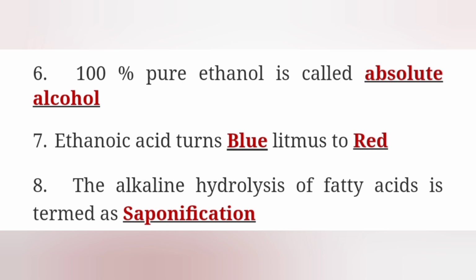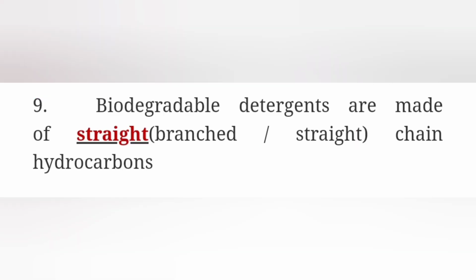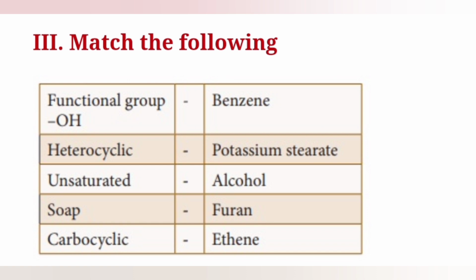Sixth one, 100% pure ethanol is called dash. Absolute alcohol. Seventh one, ethanoic acid turns dash litmus to dash. Blue then red. Eighth one, the alkaline hydrolysis of a fatty acid is termed as dash. Saponification. Ninth one, biodegradable detergents are made of dash chain hydrocarbons. Branched or straight? Answer straight.